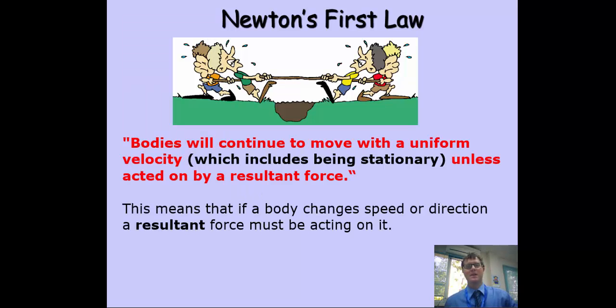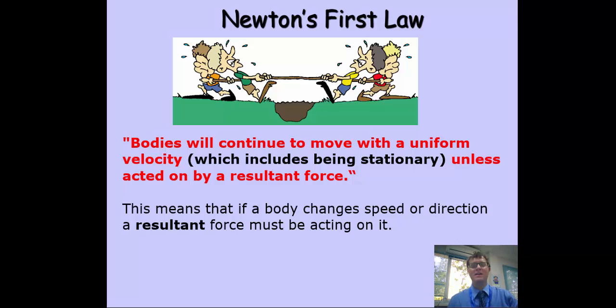Newton's first law: bodies will continue to move with a uniform velocity. Now remember, that includes being stationary, unless acted on by a resultant force. So if we look at the picture above, although there are lots of forces being exerted, there is no overall resultant force, so there'll be no motion until that moment in time.